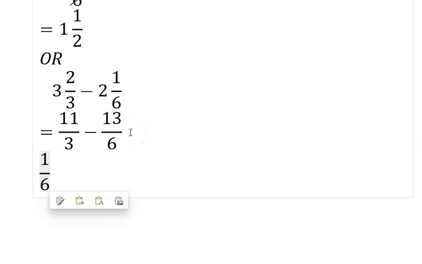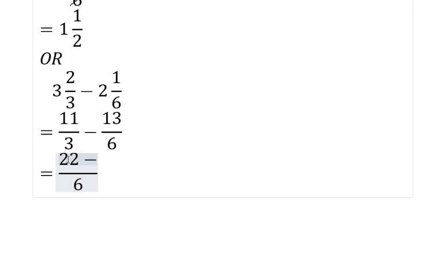Looking for the what? LCM. So the LCM of 3 and 6 will give us what? 6. That's what we have here. How many times will 3 go in 6? That's 2 times. 2 times 11 will give us 22. Minus, because we are dealing with minus. How many times will 6 go in 6? That's 1. 1 times 13 will give us what? 13. Great. So let's subtract the numerators that we have up here.